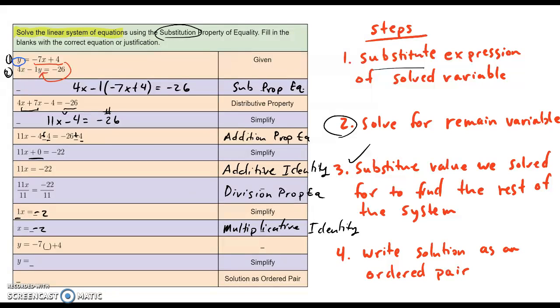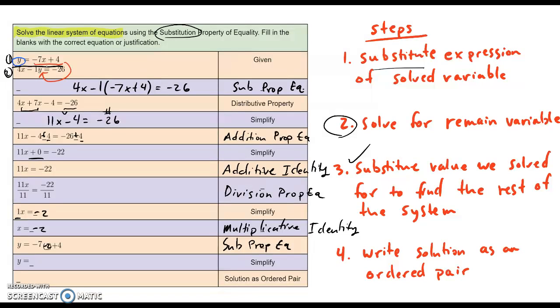Substitute the value we solved for. So the value here that we solved for was negative 2 for x. So we're going to substitute that value in to find the rest of the system. Well, if x is negative 2, you can see here that they're going to put in the negative 2 for where the x is. So that's exactly what we're typing in this parenthesis. We're just typing in a negative 2 because they substituted. So why can we substitute? Again, we can substitute because of the substitution property of equality.